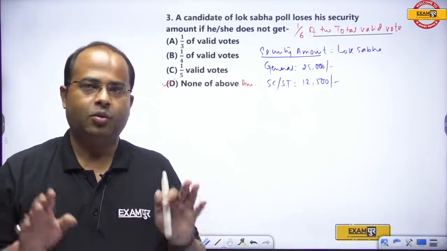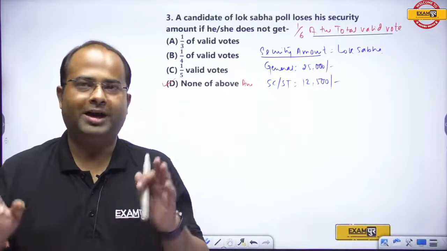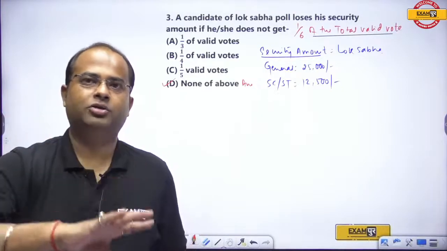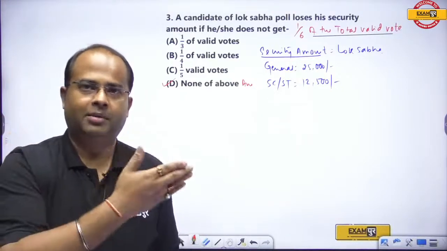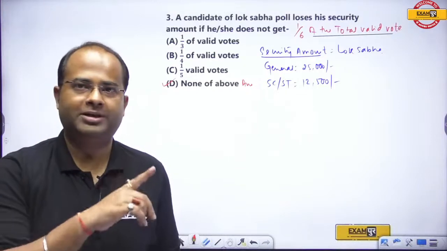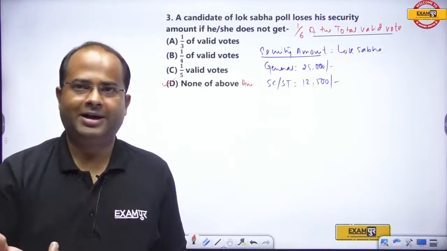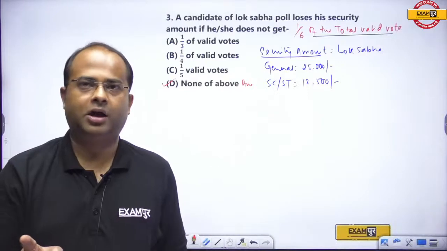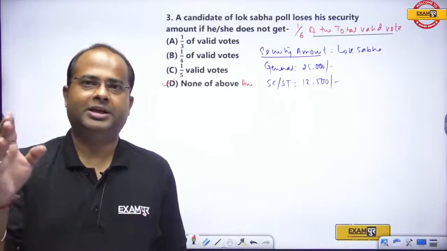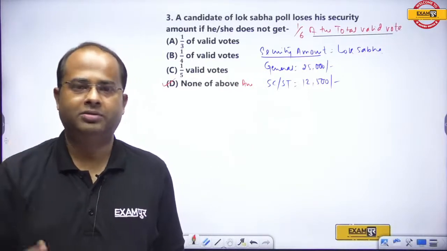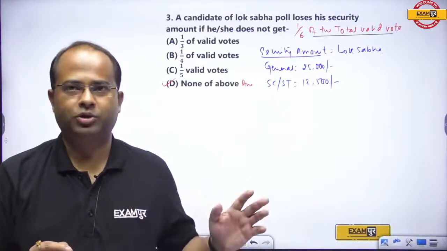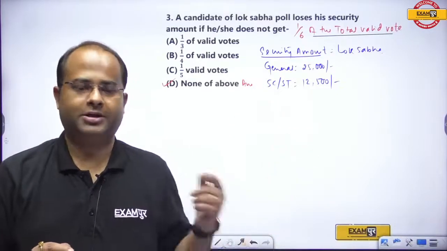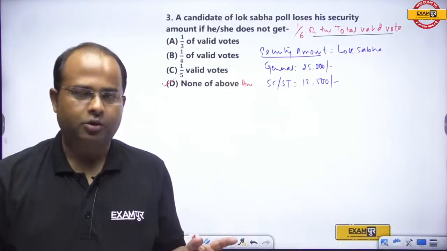What is the condition? You must get 1/6 of the total valid votes to get back the security you have deposited for Lok Sabha elections. The security deposit for general and OBC candidates is 25,000, and for SC/ST candidates it is just half, that is 12,500. I hope it is clear to all of you. Then do tell me, and we will move to the next question.